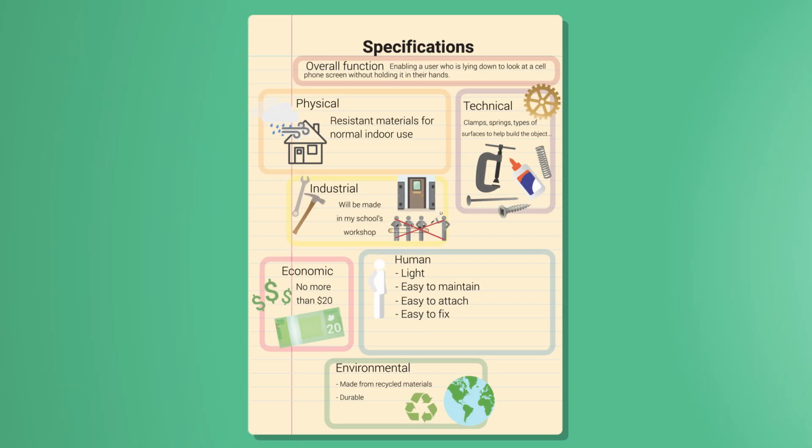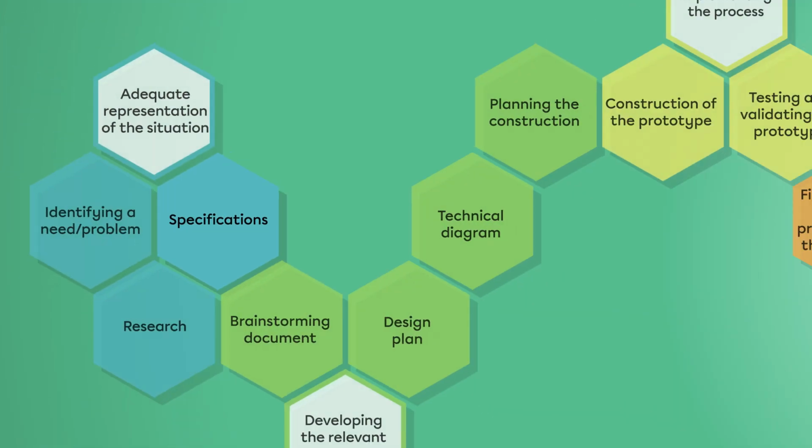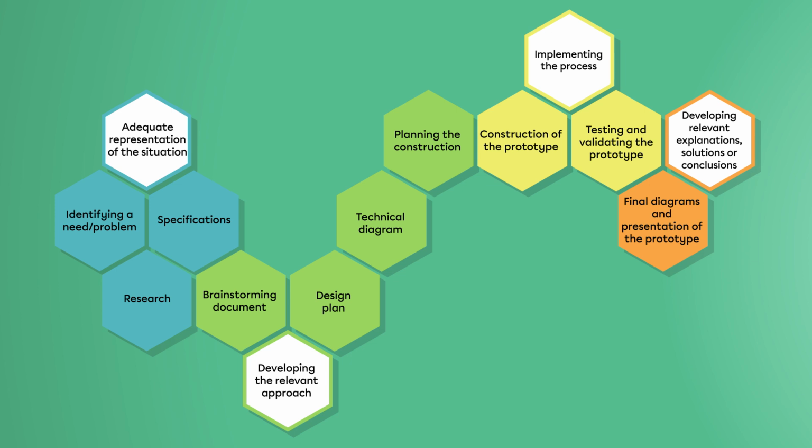Now I get it. To wrap up, the purpose of specifications when manufacturing any object is to have a clear and precise goal. It enables us to consider all the constraints. It's a bit like a contract. Once the specifications are complete, it's time to move on to the next step in the design process.